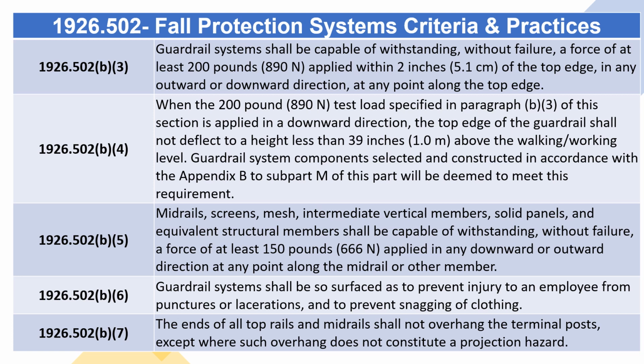1926.502(b)(6) Guardrail systems shall be so surfaced as to prevent injury to an employee from punctures or lacerations, and to prevent snagging of clothing. 1926.502(b)(7) The ends of all top rails and mid-rails shall not overhang the terminal posts, except where such overhang does not constitute a projection hazard.